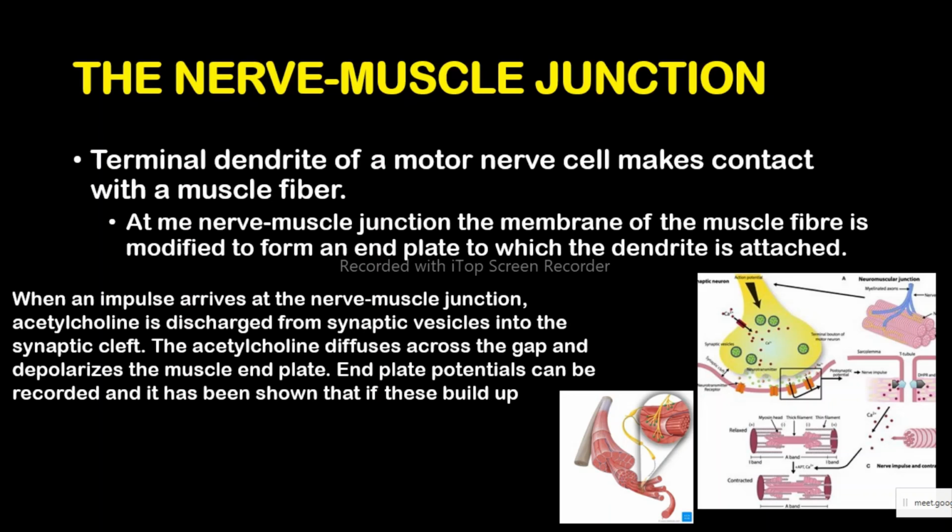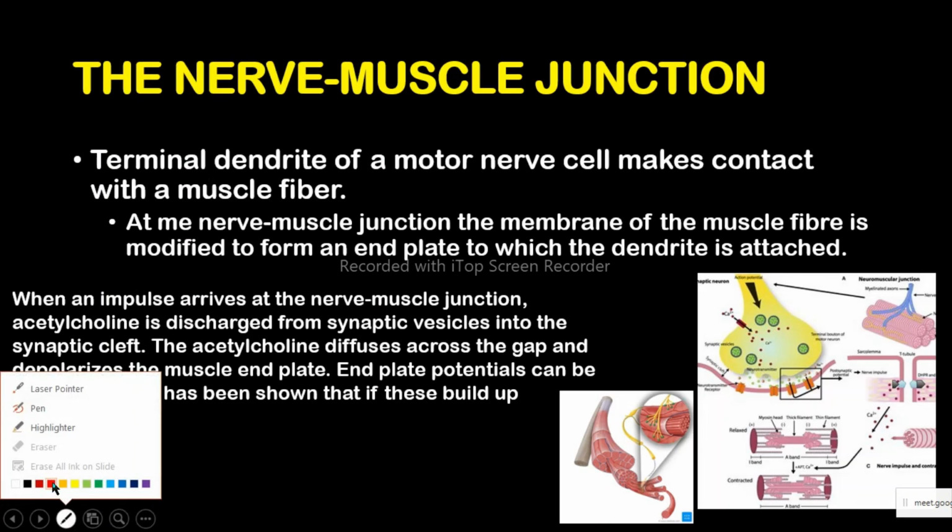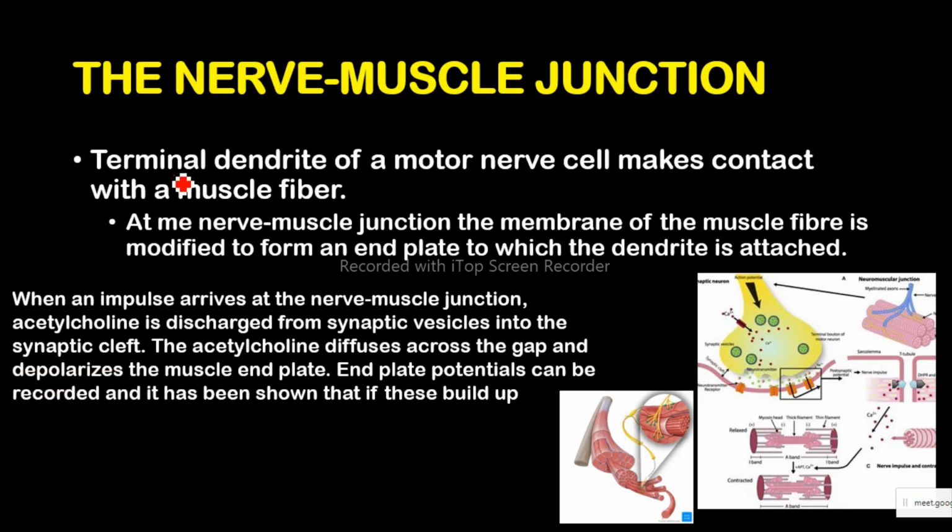So here there is the terminal dendrite. Let me get some pen. The terminal dendrite of a motor nerve. I hope you still remember what a motor nerve is. It makes synaptic connections with a muscle fiber. So the other one we saw was a gland. Now here you are making synaptic connections with a muscle fiber.